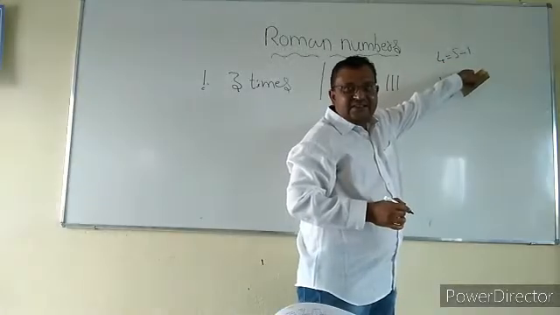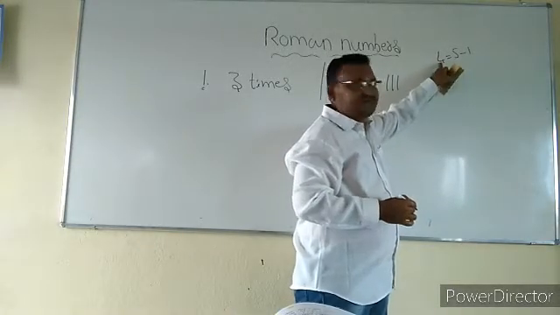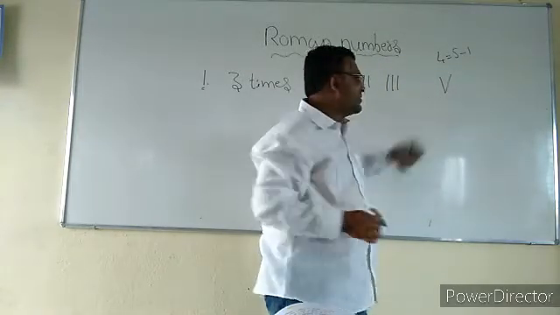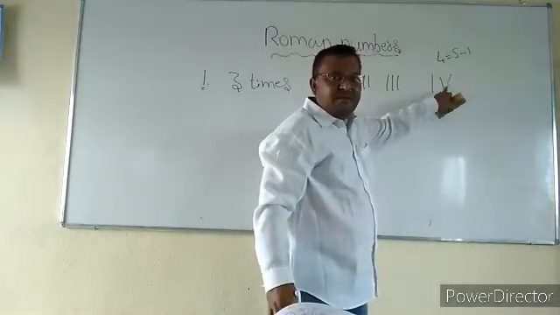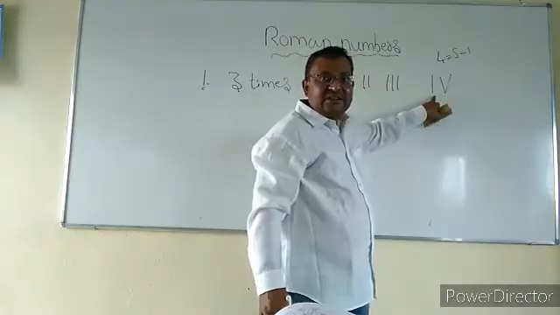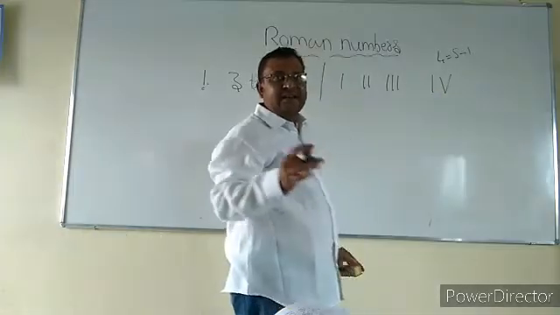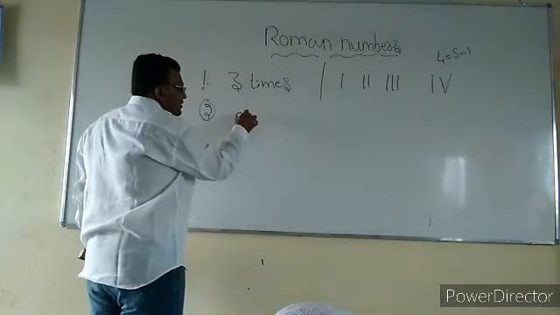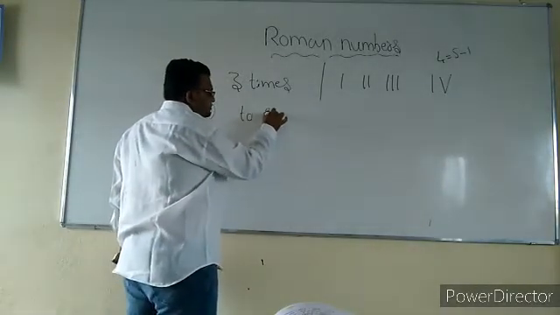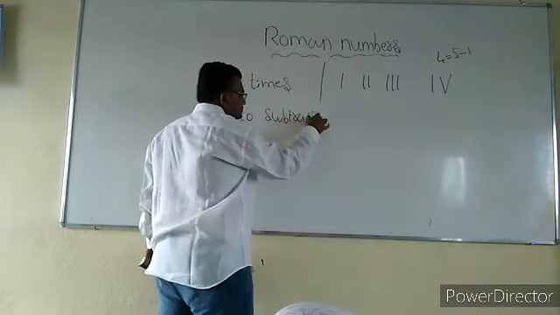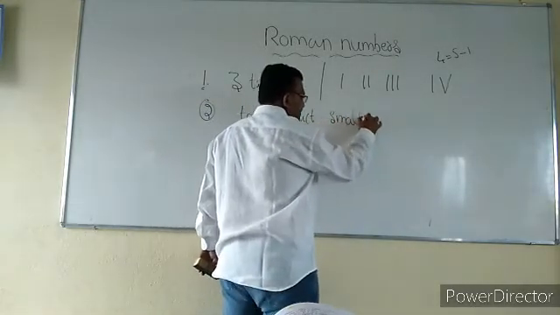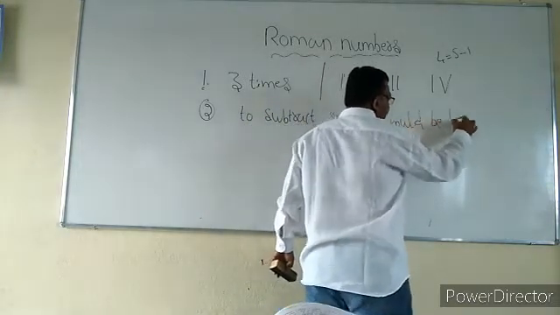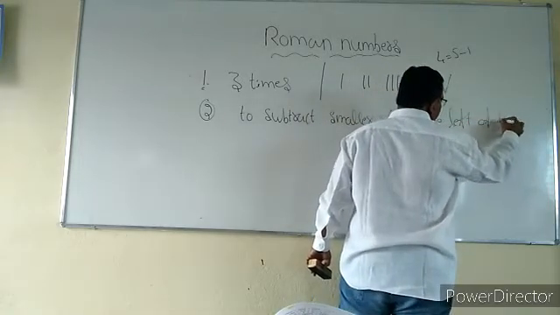So by modifying the number 4 as 5 minus 1, the same thing we have to write here. 5 minus 1. If we write a smaller number to the left of the bigger number, it is understood that we have to subtract. That is the second rule. To subtract, the smaller number should be left of the bigger.